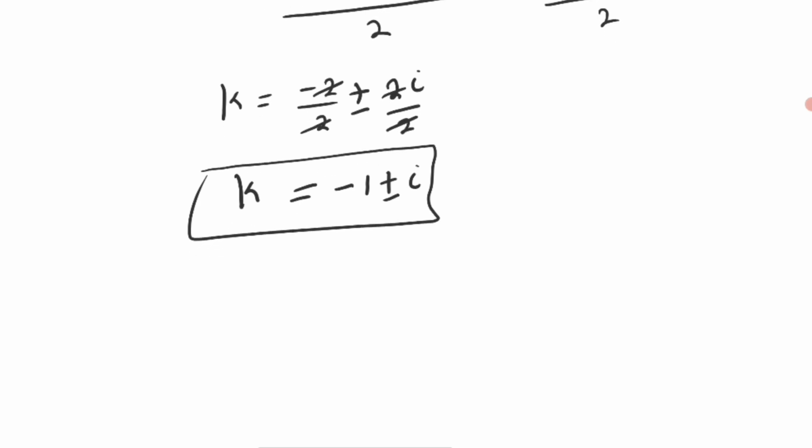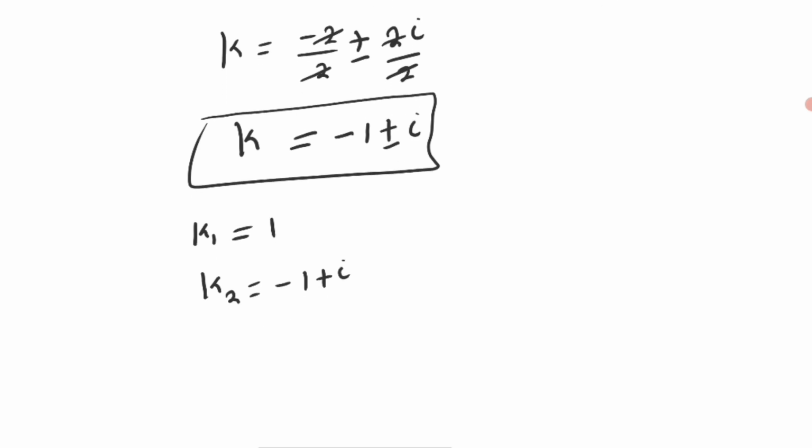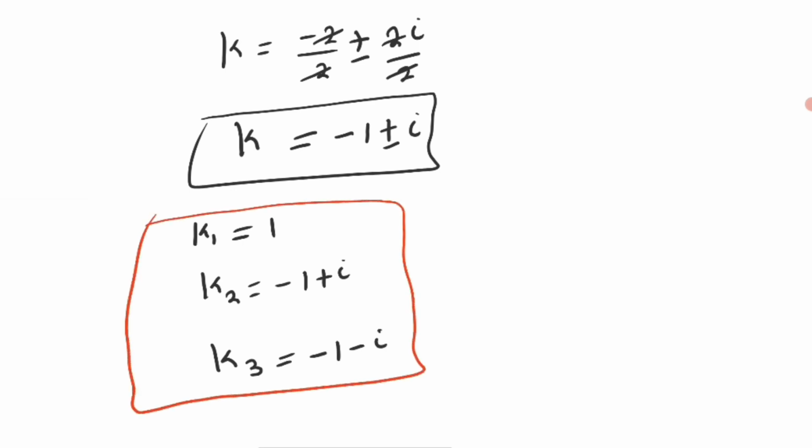Therefore, our final answer are k1 is equal to 1, k2 is equal to minus 1 plus i, then k3 is equal to minus 1 minus i. This is the final answer. You can see that here we have one real root and two complex roots. We may check to confirm if this answer is right or wrong using the real root that we have here.